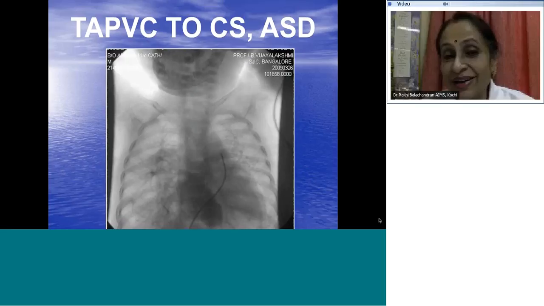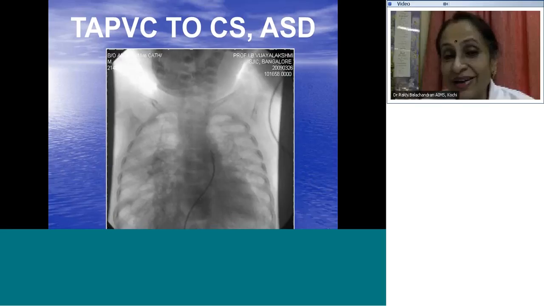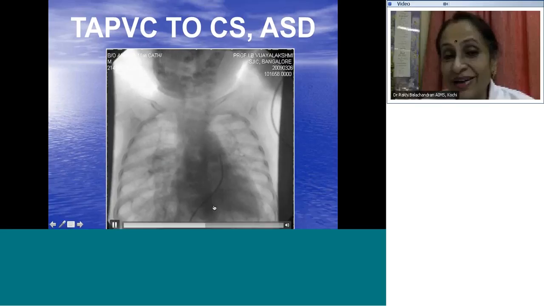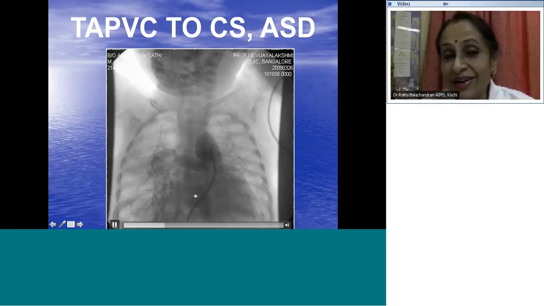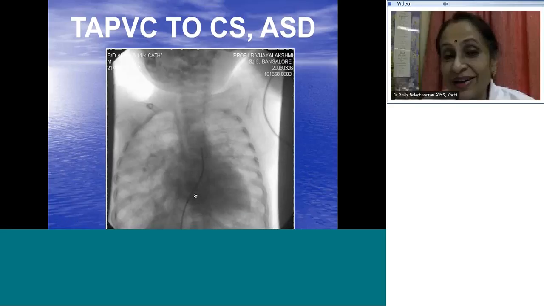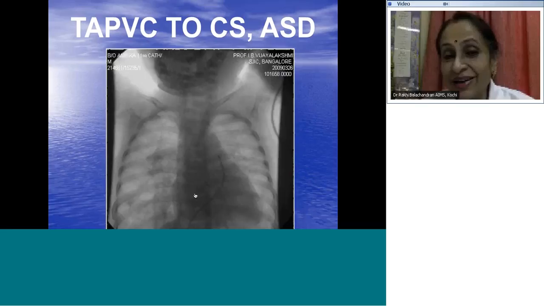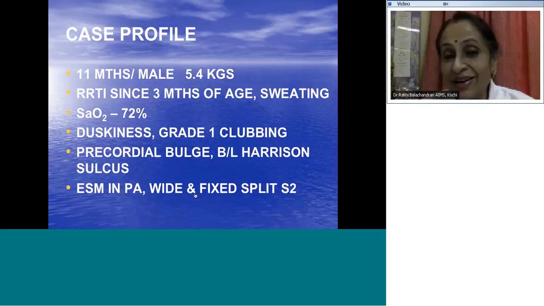What do you see now? This TAPVC is draining into coronary sinus. See, this what looks like a gallbladder here is the coronary sinus. Okay. So the TAPVC can drain into superior vena cava, coronary sinus, or intracardiac thing, or in the diaphragm. So you have seen all the types. So I'll show you the rare one.